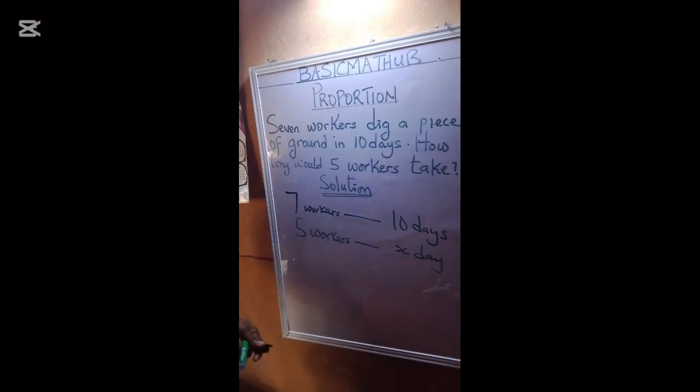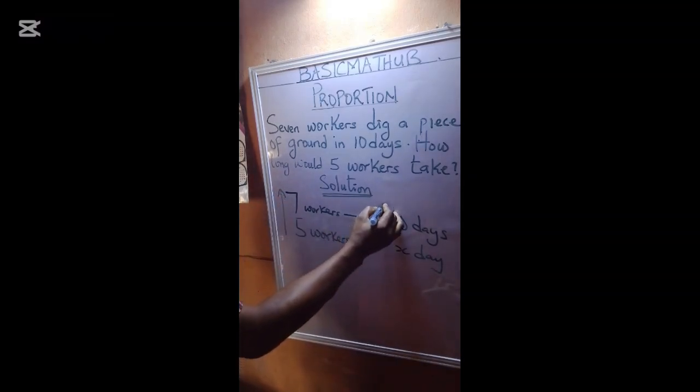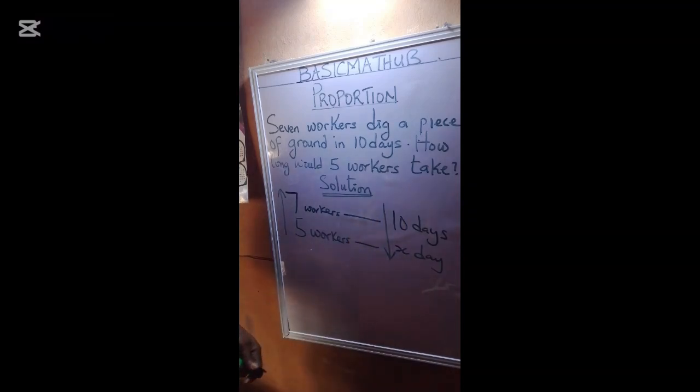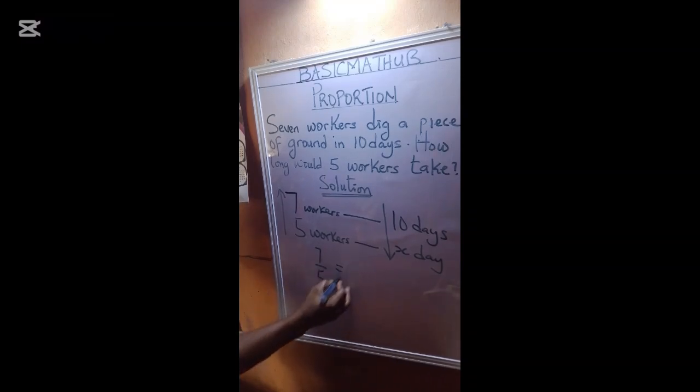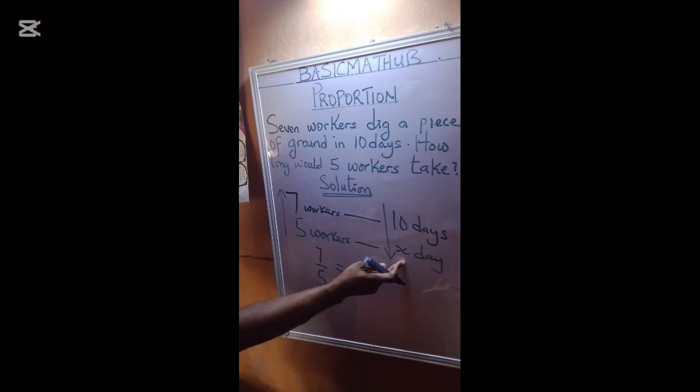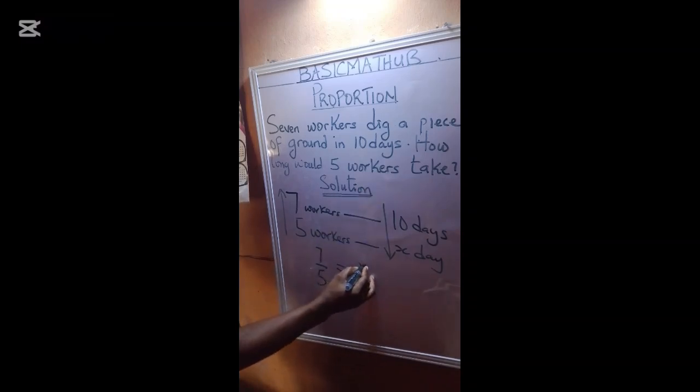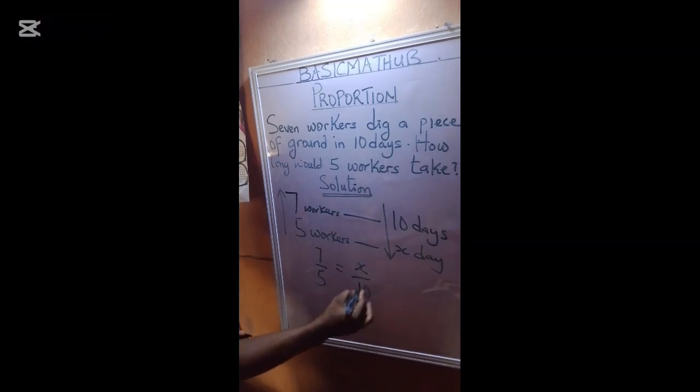So far it is inverse. One side will be increasing while the other side will be decreasing. So we place them as fractions over each other. While one is increasing, the other is decreasing, so that means we invert the other one. So here we have 7 over 5 is equal to, we invert this now, x over 10.